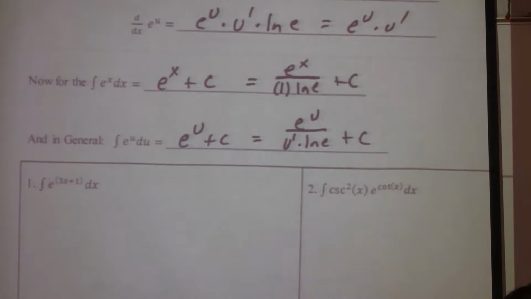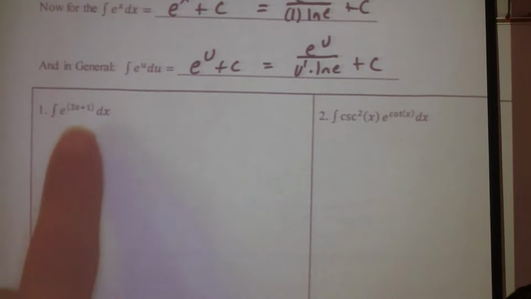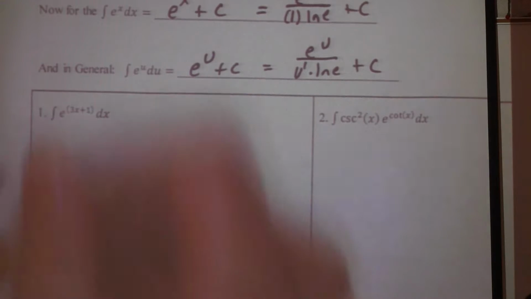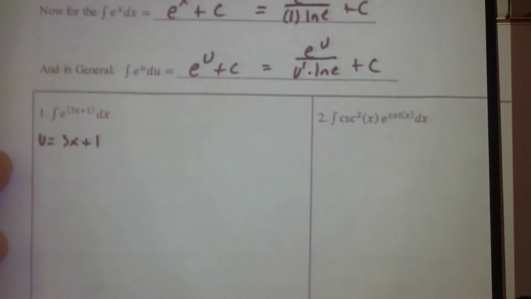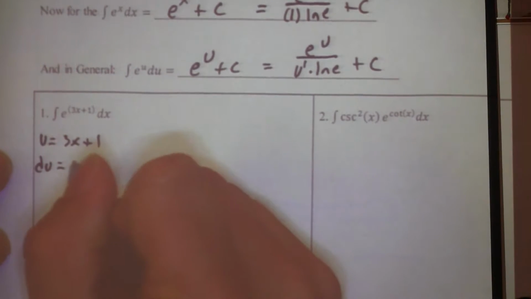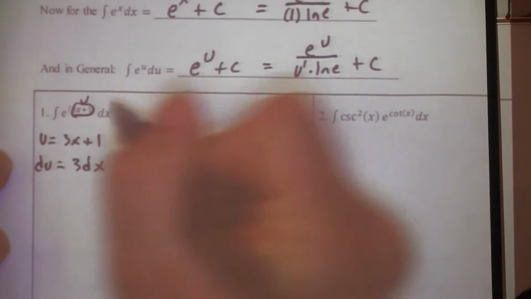Got it? And I can do an example for some of you if you want to see that. But let's just kind of go through the process and just remember this. So if we look at this guy, and we go through the process of u sub, what would we pick for u to be? 3x plus 1. Okay, what would du be? 3 dx. So this guy right here is being replaced with u.